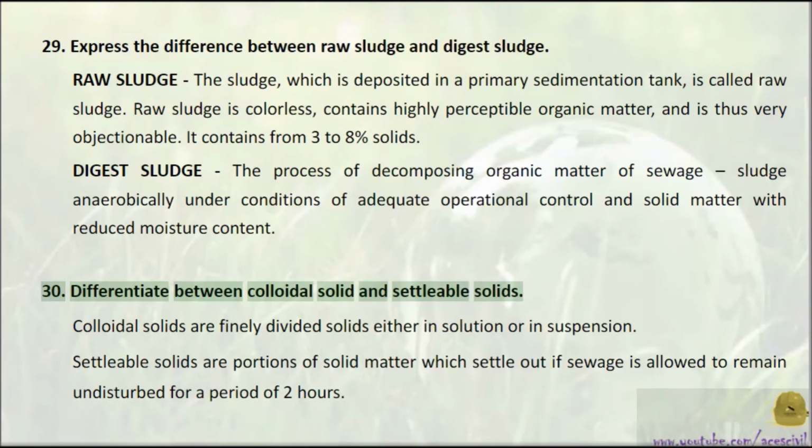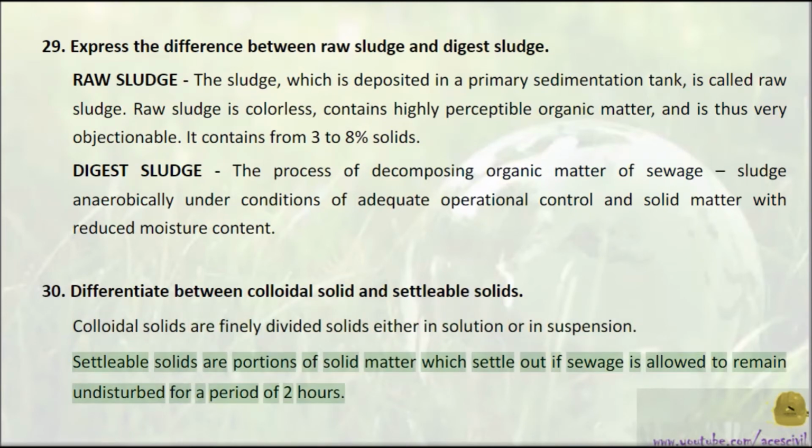Differentiate between colloidal solids and settleable solids. Colloidal solids are finely divided solids either in solution or in suspension. Settleable solids are portions of solid matter which settle out if sewage is allowed to remain undisturbed for a period of 2 hours.